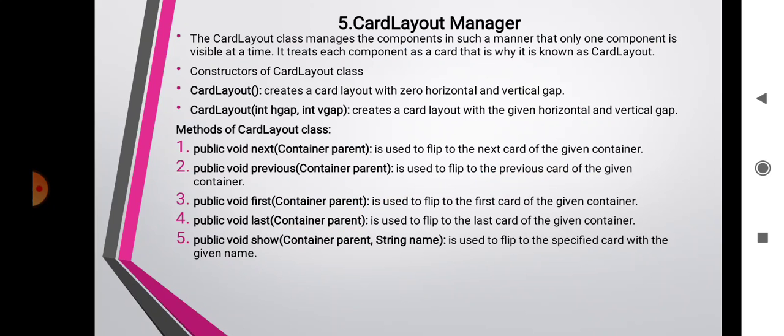Then the methods of the CardLayout class. Public void next(Container parent) is used to flip to the next card of the given container. Second is public void previous(Container parent), used to flip to the previous card of the given container. Then first is used to flip to the first card of the given container. Then last is used to flip to the last card of the given container. And the last method is show(Container parent, String name), used to flip to the specified card with the given name.